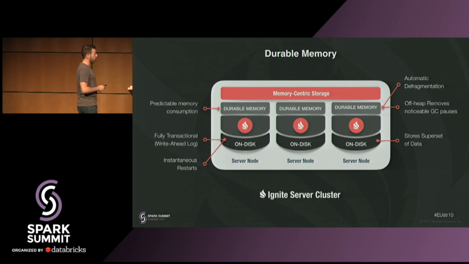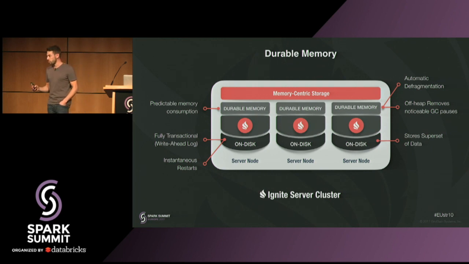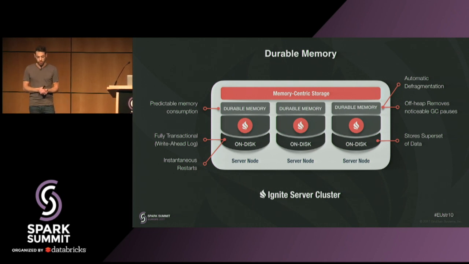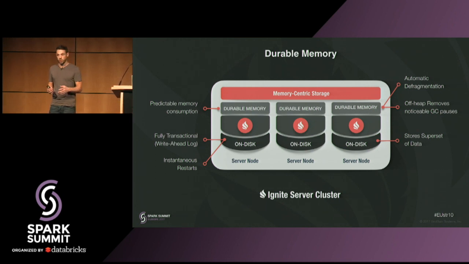So durable memory, a little bit more about that. How does it work behind the scenes? So first of all, when we're working in memory, it's all off heap. So you have predictable memory consumption, so we know exactly what's going to happen. We have automatic defragmentation, and we, of course, remove any noticeable GC pauses since we don't have to work with the garbage collector. Now, once we start persisting onto disk, we have a fully transactional write-ahead log.